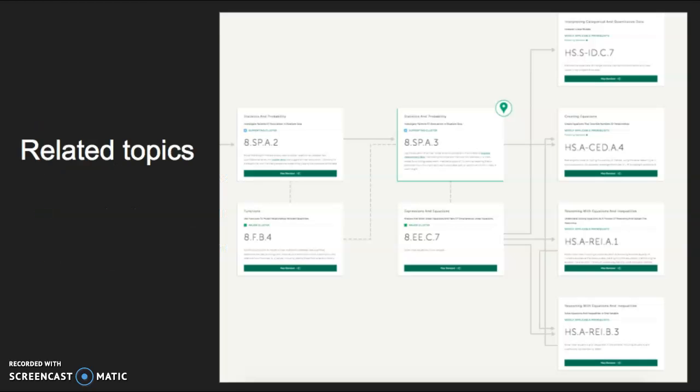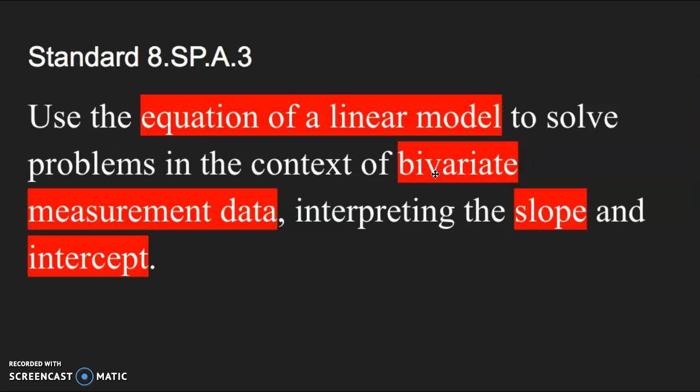So our related topics, as you can see, there's a couple of 8th grade standards in the middle of the screen. Our standard is 8.SP.A.3, but all of those standards have to do with bivariate data and the relationship between those two variables. And our standard is a specific prerequisite to that top right high school standard that leads to interpreting data. So our interpretation of slope and intercept is an essential aspect of our standard.